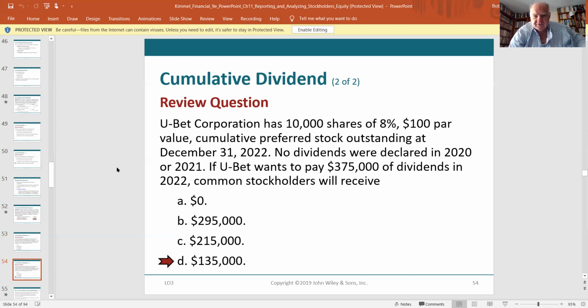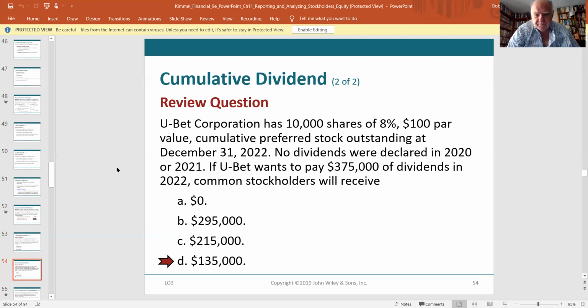10,000 shares, 8%. No dividends were declared. If You Bet wants to pay 375, common stockholders will receive 135. Does that look right to you? It doesn't look right to me. Let me take a peek at this.